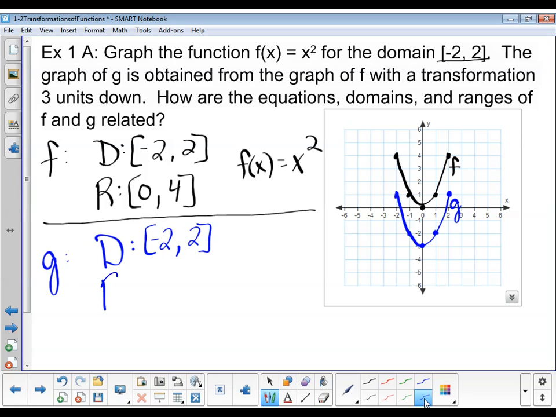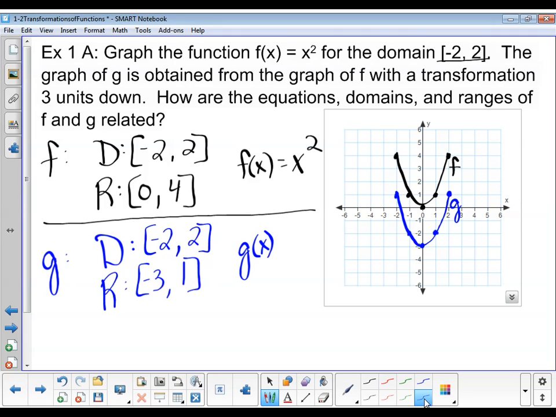The range, though, does change. Now the lowest I go down to is -3. And the highest that I go up to is a +1. The range is still 4 apart because from -3 to 1 is a distance of 4, but it is 3 less on each endpoint than it was from the endpoints of f.